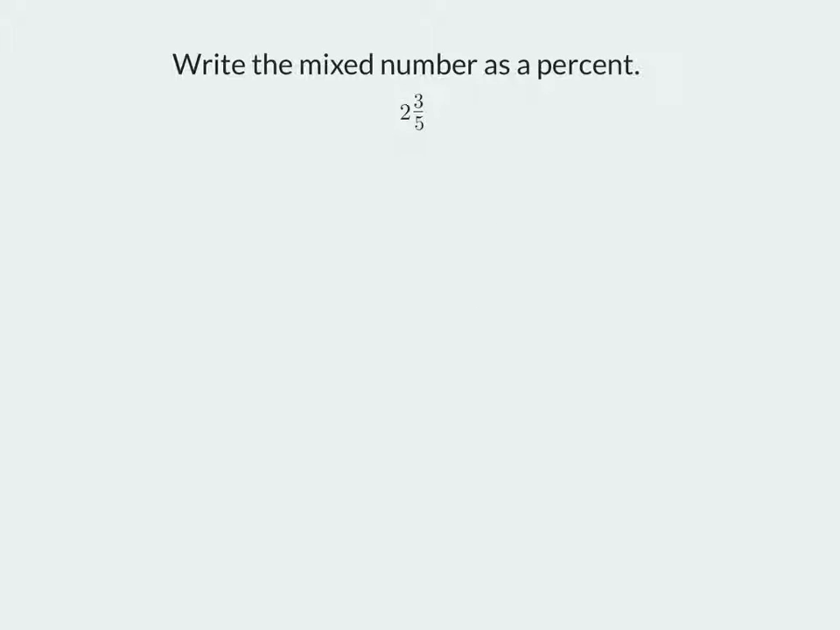Write the mixed number as a percent. In order to convert a mixed number to a percent, we first need to convert the mixed number to an improper fraction. So we have 2 3/5. To write this as an improper fraction, we'll multiply the denominator by the whole number and then add the numerator and then divide by the original denominator. So 5 times 2 plus 3 will be our numerator, and our denominator will stay as 5.